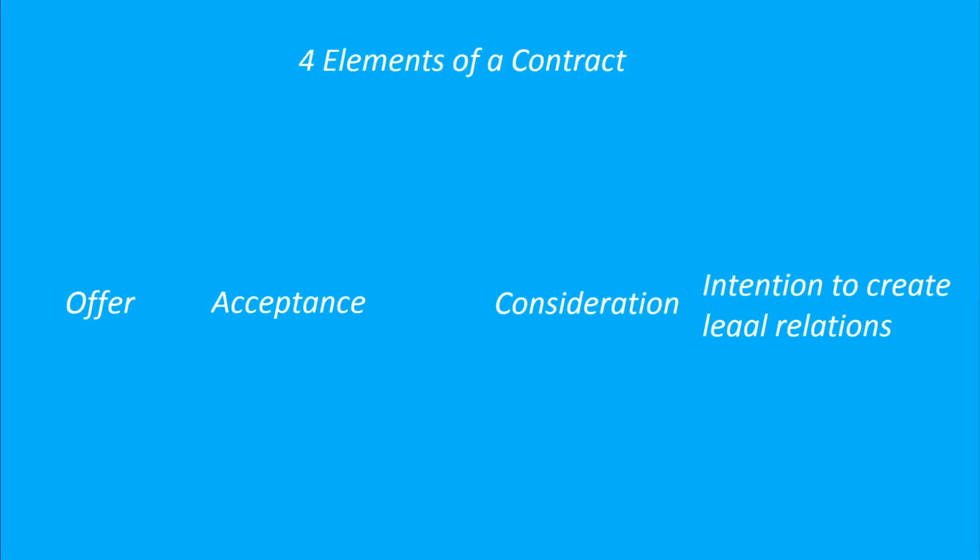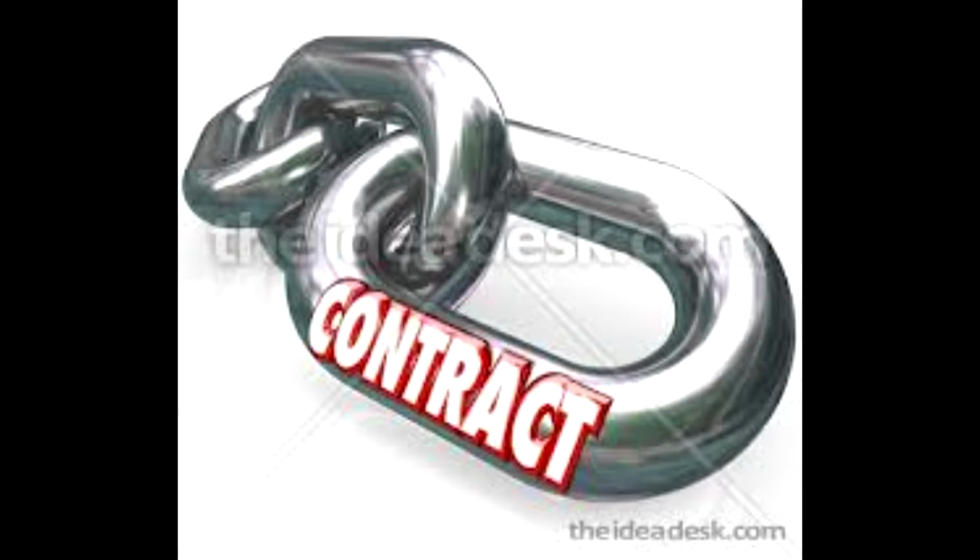The second element of a contract is acceptance. Once there is an acceptance of an offer, there is a legally binding contract, assuming there is intention to create legal relations. As what we have seen just now, our Daniel Ho has agreed to the offer by Shichao. Over here, acceptance is when he says that he agreed and when the contract has been signed.